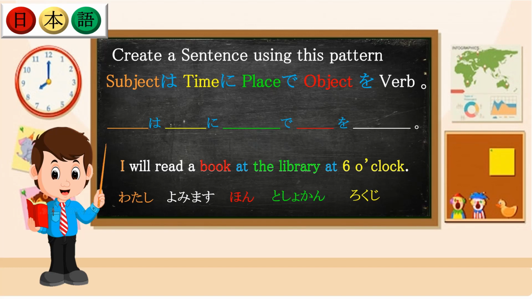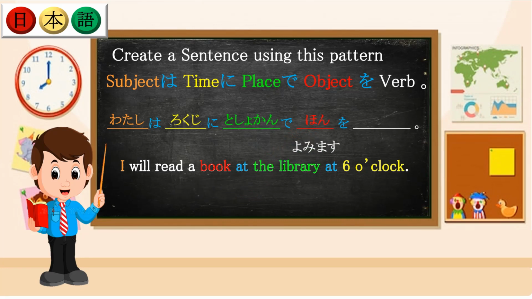For our subject, we have watashi. And for our time, we have rokuji. And for the place of action, we have toshokan. And for our object, we have hon. And for our verb, we have yomimasu.